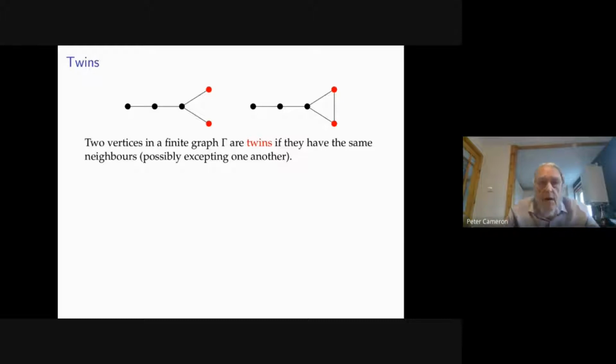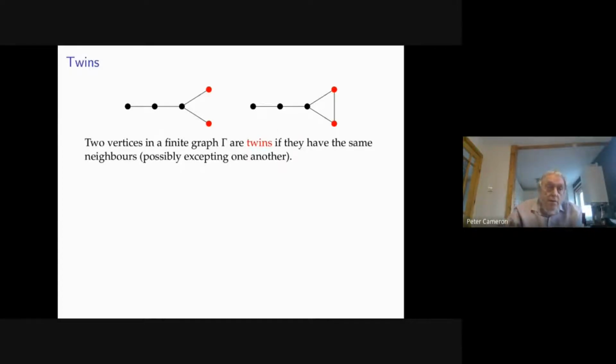Two vertices of a graph are twins if they have the same neighbors, possibly excepting one another. So these two vertices are not joined, but in each case, their only neighbor is this vertex over here. These ones are joined, but apart from one another, their only neighbor is this vertex over here. So I'll call both of these types of vertices twins.